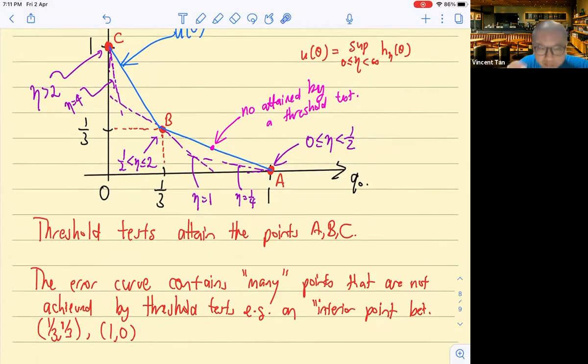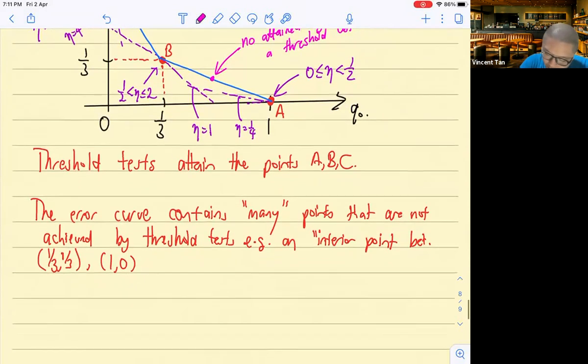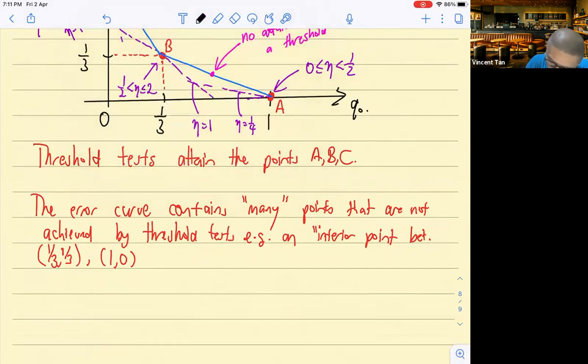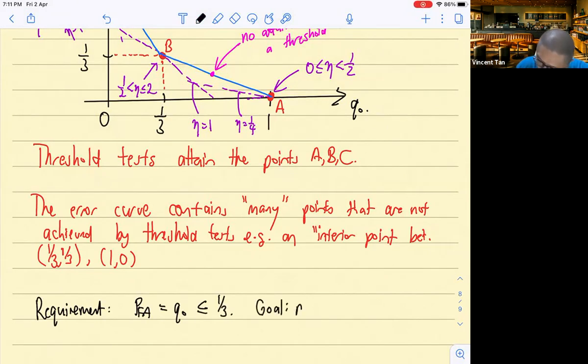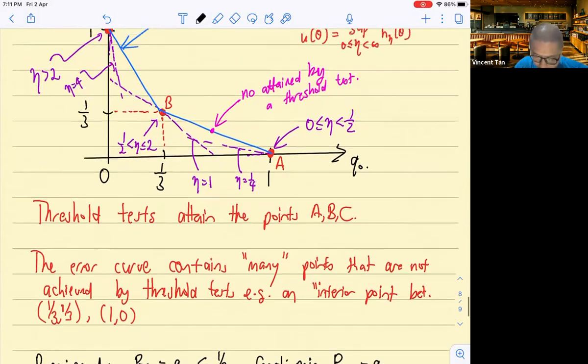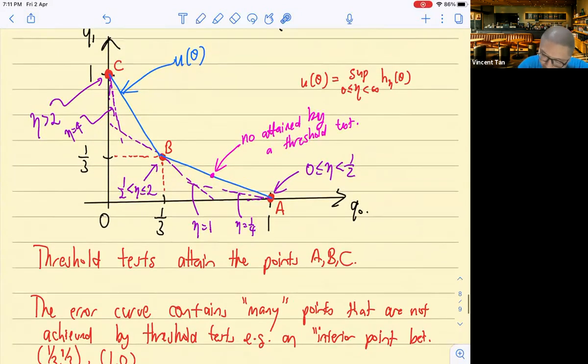Now, often your boss will tell you, I can tolerate a probability of false alarm of 1/3. Okay, maybe not so big, but for this example, say 1/3. So your boss will tell you to design a system, the requirement is that the probability of false alarm, which is equal to Q0, is less than 1/3. Our goal is to minimize the probability of misdetection, which is the Q1. Okay, so we go to our error curve and we look and see.